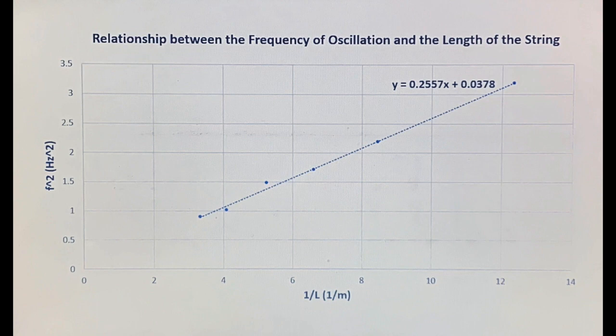So period and frequency of oscillation are reciprocals, which means that 1 over period is the same thing as frequency. So when both sides of the period equation are squared, the relationship between frequency and length can be determined. We found that the frequency squared is inversely proportional to the length of the string, as shown on the graph.